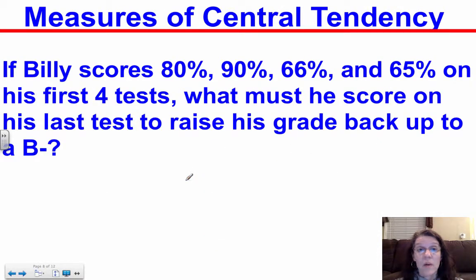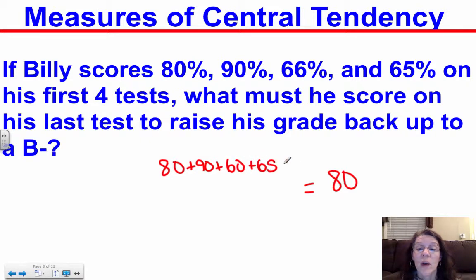Okay. Now, we can also use the measures of central tendency to solve problems. It says Billy's score is 80%, 90%, 66%, and 65% on his first 4 tests. What must he score on his last test to raise his grade back up to a B minus? All right, so he wants his final grade to be an 80%. How do we find the average? Well, we add all the things together. So we have 80 plus 90 plus 60 plus 65. But we also have to put in an X because we don't know what he's going to get on his last test. He's trying to figure that out.